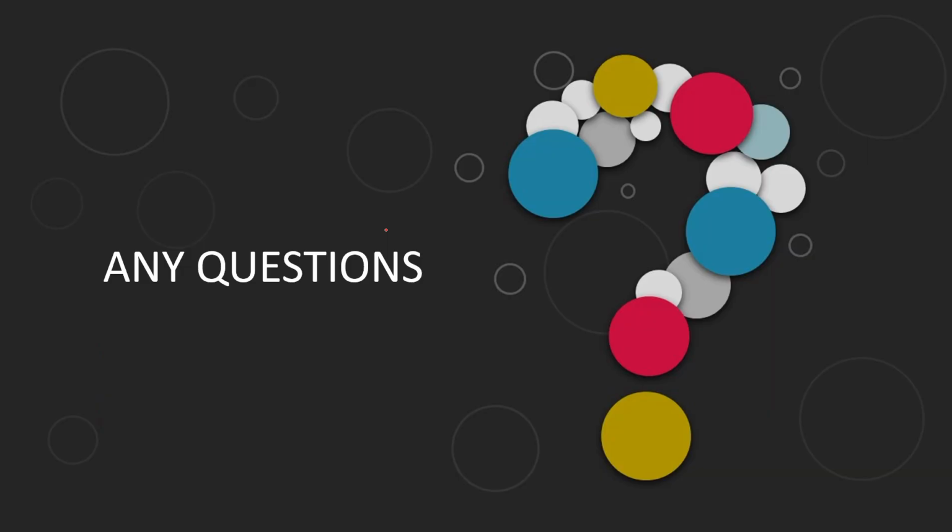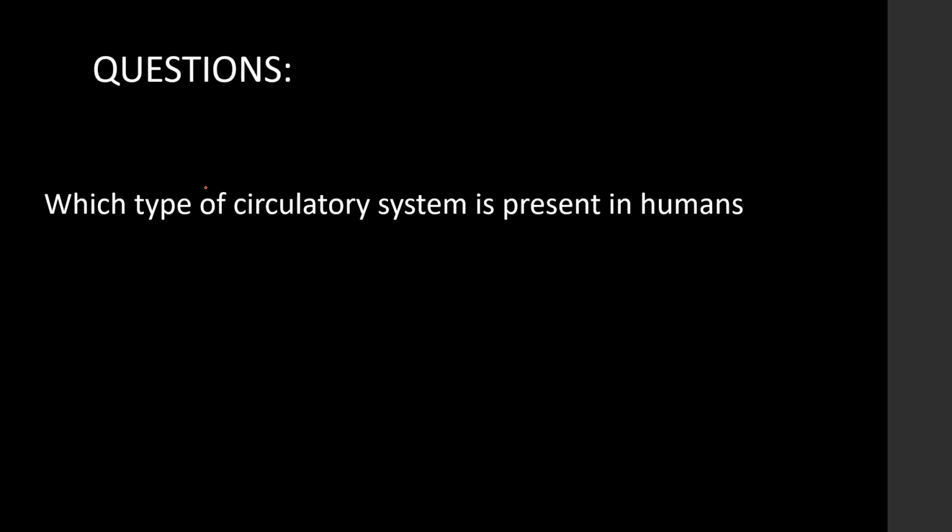Is there any doubt, any questions? Now moving on to the questions. Which type of circulatory system is present in humans? As we all know, it is a double circulatory system, present in the human heart. Why is it called double circulation? Because the blood enters the heart two times.